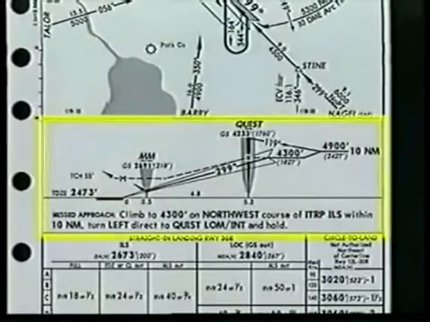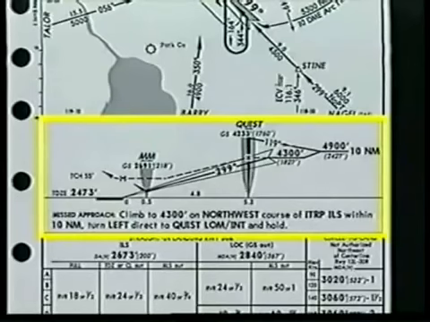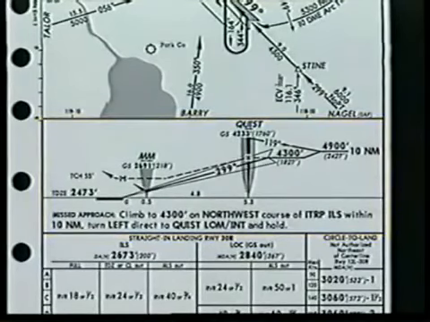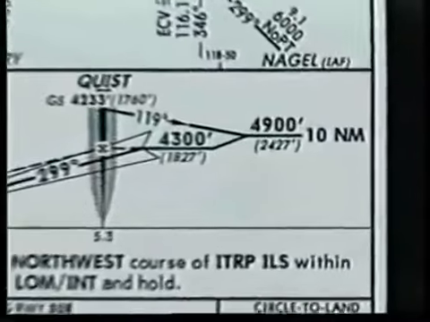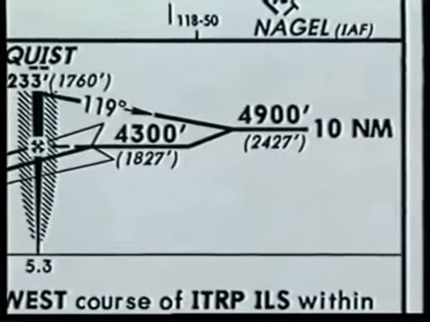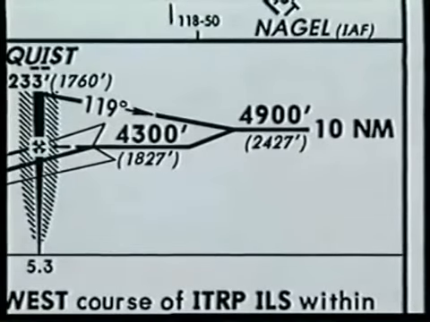Now let's discuss the profile view on the Terps California chart. This section of the approach chart is a side view of the procedure, but is not drawn to scale like the plan view. The profile view simply depicts the altitudes, fixes, distances, and magnetic courses to be flown. The dominant feature is the heavy solid line representing the flight path.